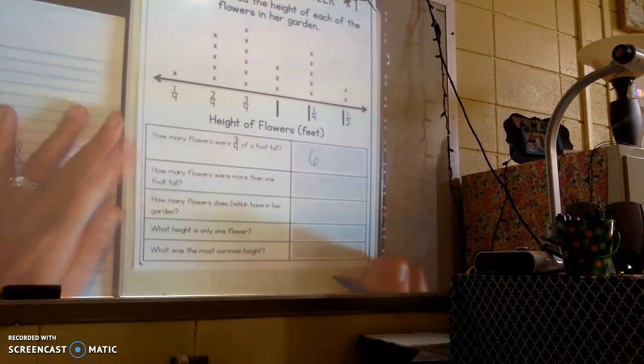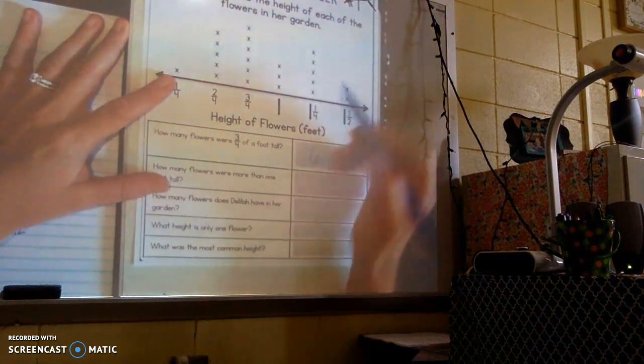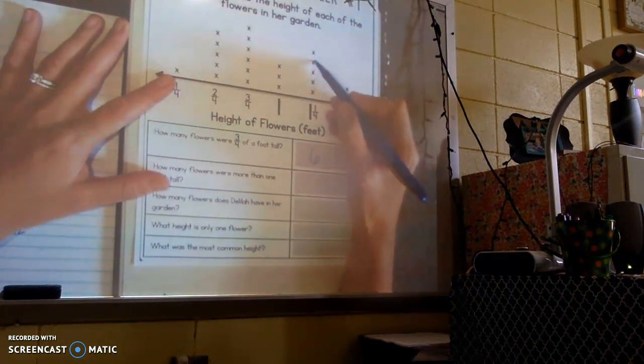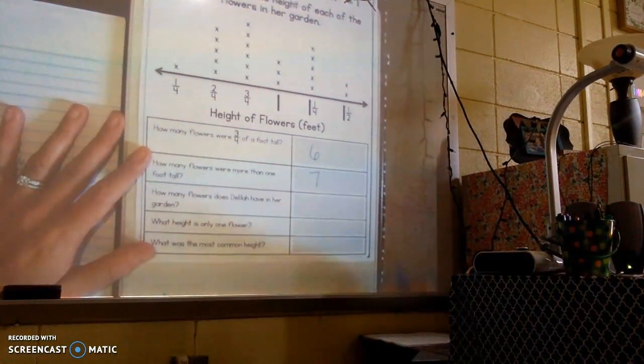How many flowers were more than 1 foot tall? More, I'm going to have to go to this side of my 1 foot. 1, 2, 3, 4, 5, 6, 7 flowers were larger than 1 foot.